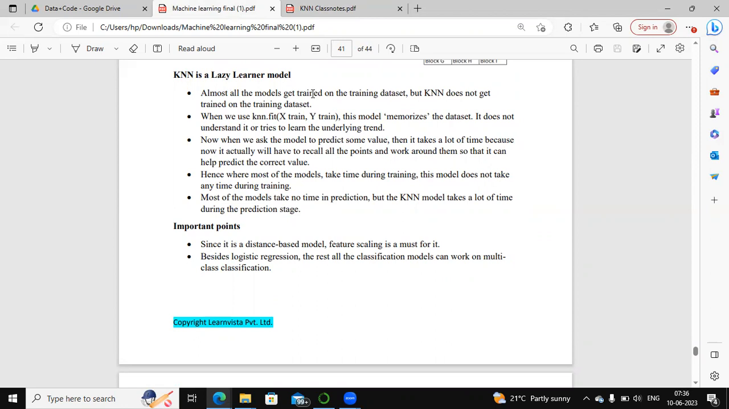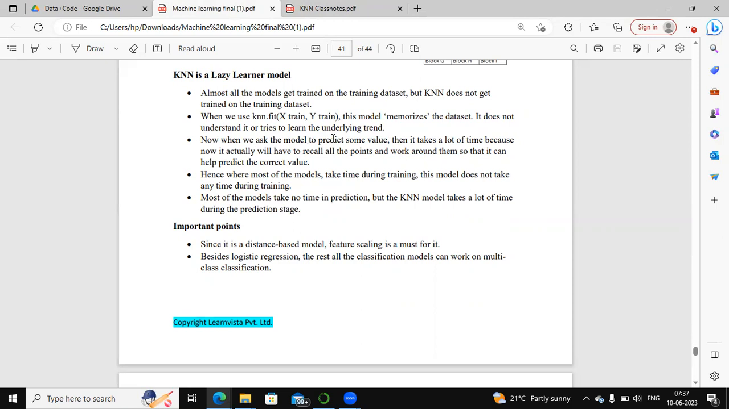Almost all the models get trained during the training on the training data set. But KNN does not get trained on the training data set when we use KNN.fit. KNN.fit is used to train the model, you might think, but what it actually does is that when you pass the data set, this model memorizes all the data points. Okay, it does not try to learn any underlying trend. It just memorizes all the data points from the data set you have passed.